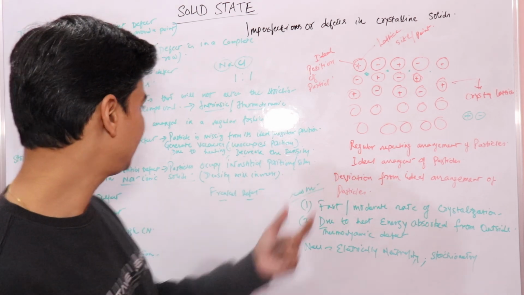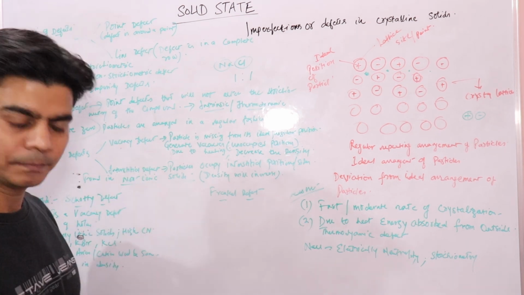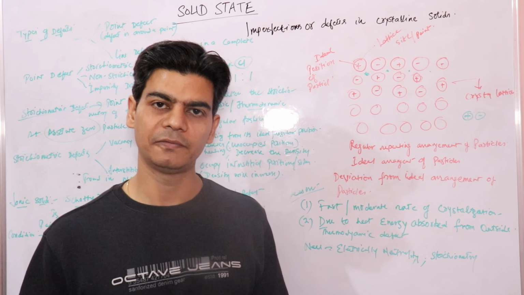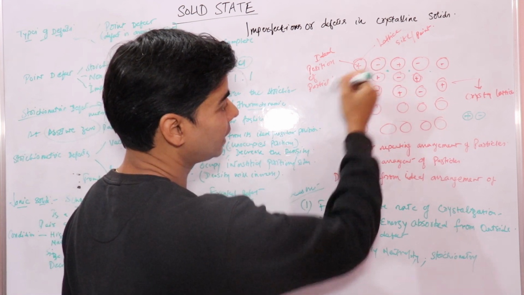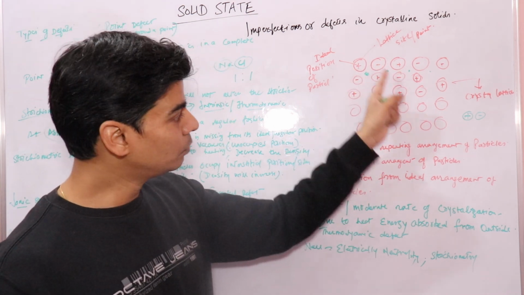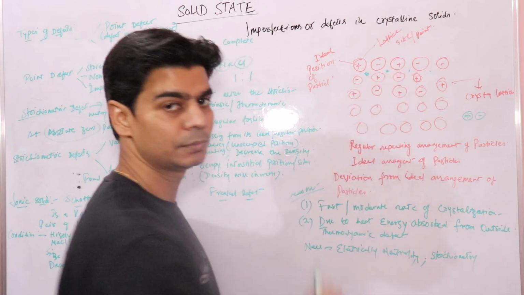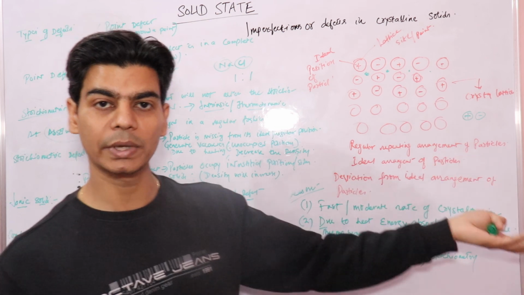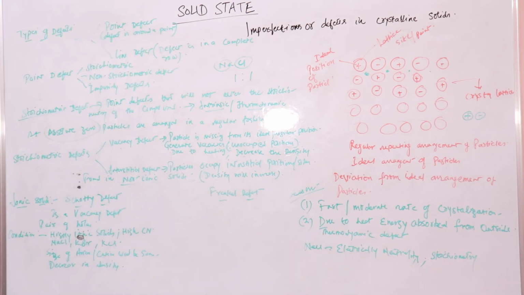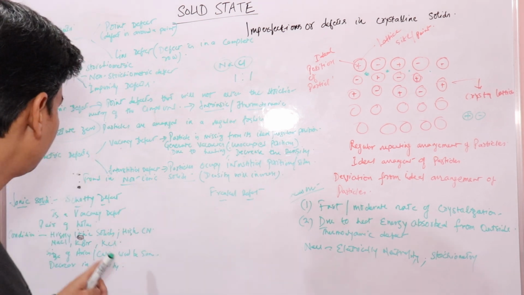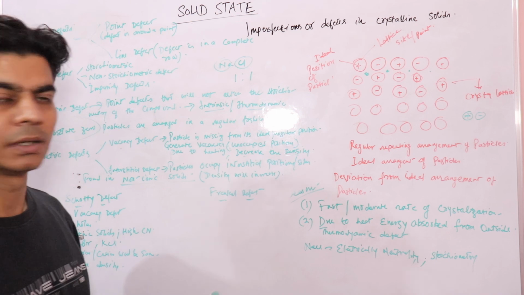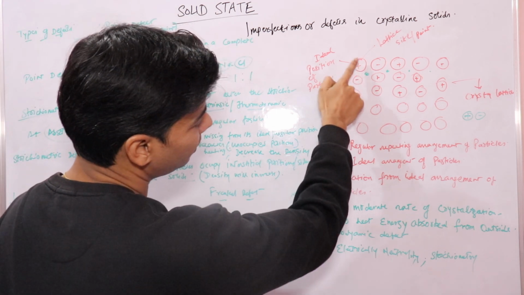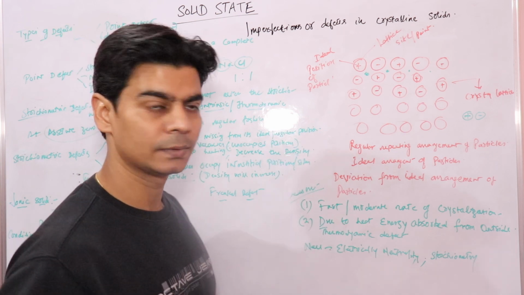Frenkel defect is the same as interstitial defect, but we say it's a combination of vacancy defect and interstitial defect, because a cation would be missing from its ideal position and will move into an interstitial position. So this is also known as dislocation defect. I repeat, Frenkel defect is a combination of vacancy defect and interstitial defect, because an ion missing from its ideal position will occupy an interstitial position.